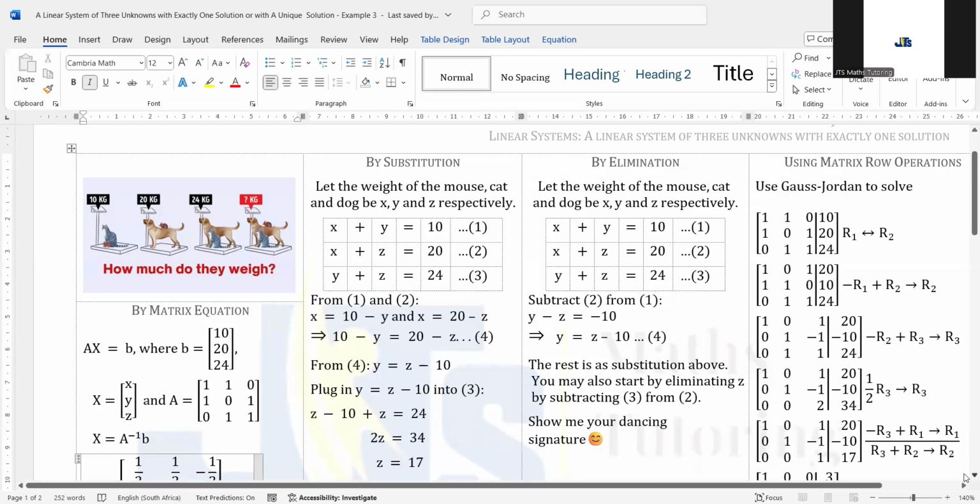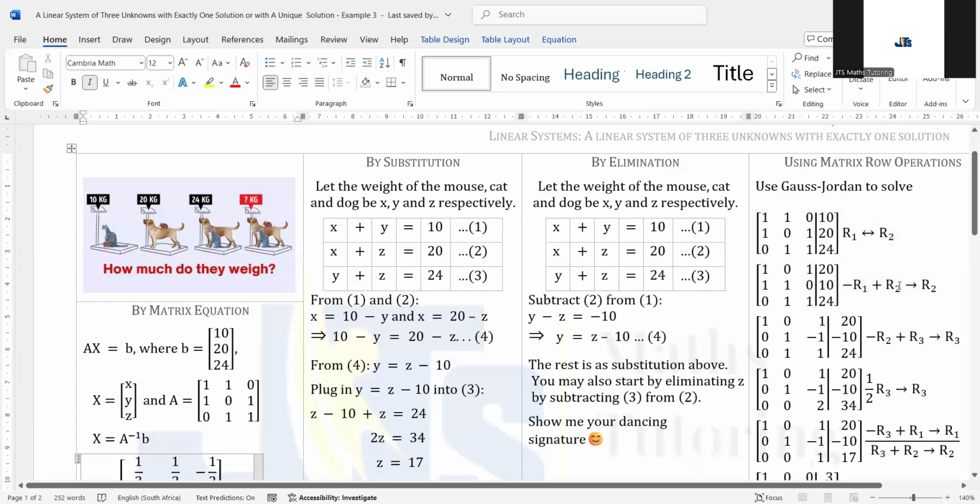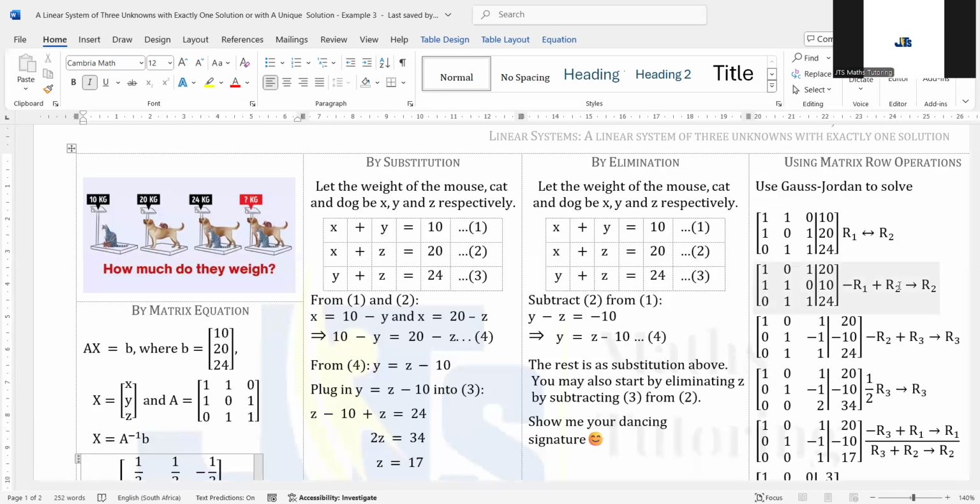Take note of this. Row echelon form is not unique. What do we mean by that? We can have different row operations and even come up with different matrices in row echelon form. But reduced row echelon form is unique, meaning that regardless of what row operations you use, you are supposed to arrive at the same matrix in reduced row echelon form.